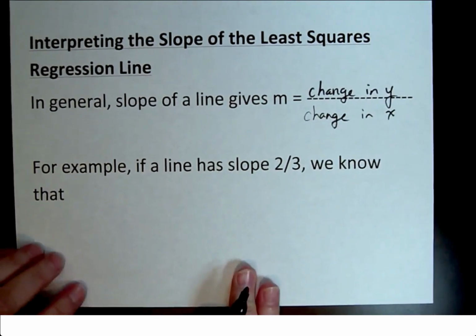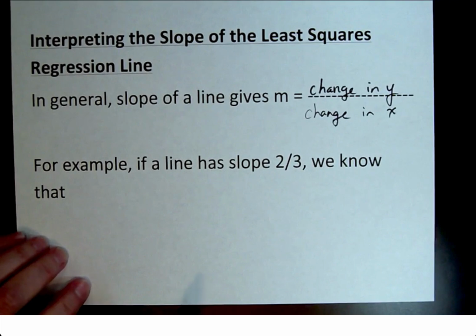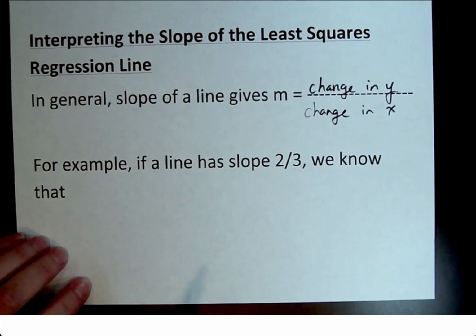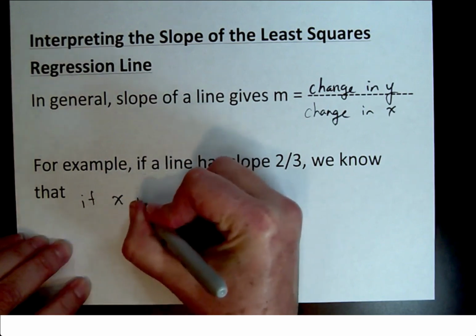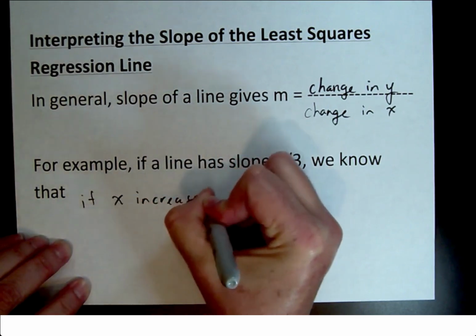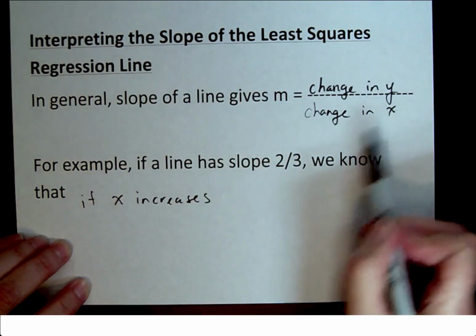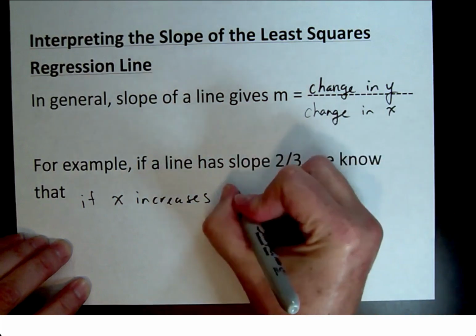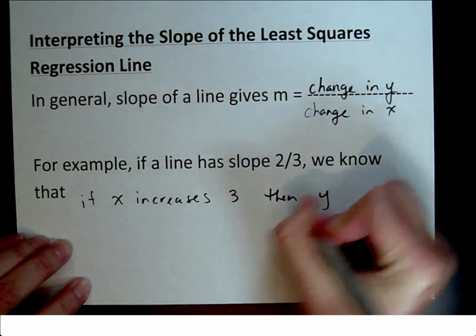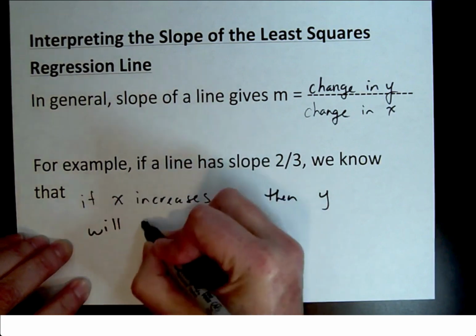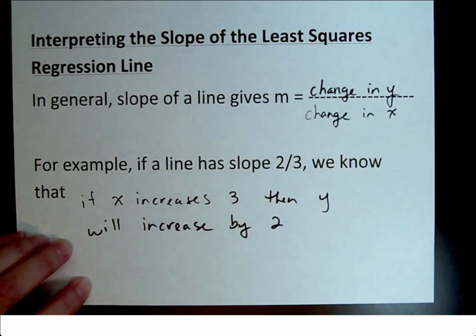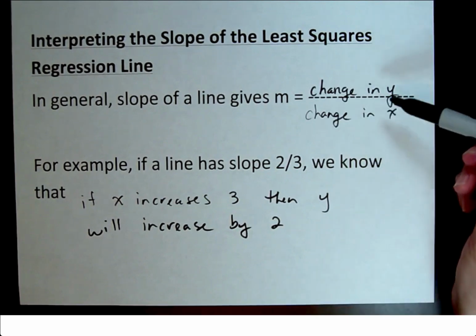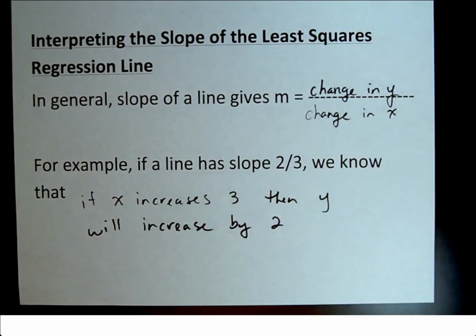So for example, if a line has slope 2/3, we know that if x increases, in other words changes by 3 units, then y will increase by 2 units. So a change of 2 units for y corresponds to a change of 3 units for x.